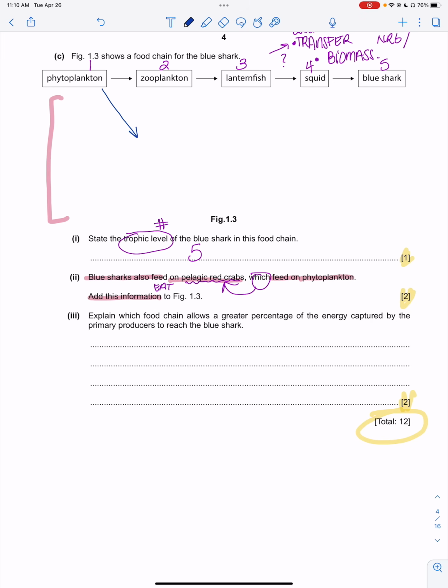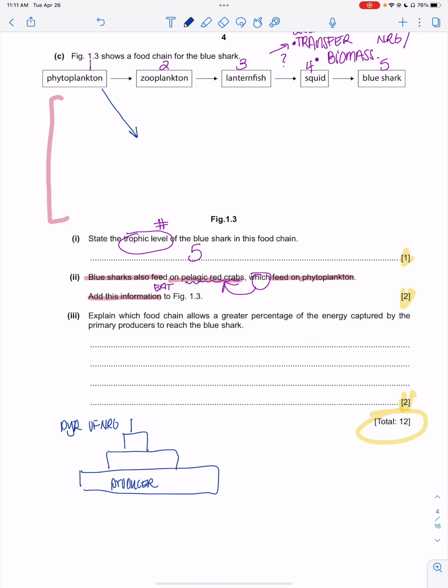If you're going to ask, should I use a ruler? When in doubt, use the ruler. Unless it said sketch. If it said sketch a pyramid of energy, they just need to be stacked on each other centrally with an approximated proportion, with obviously this being the largest because this is the producer. This would be a pyramid of energy. Not a pyramid at all.